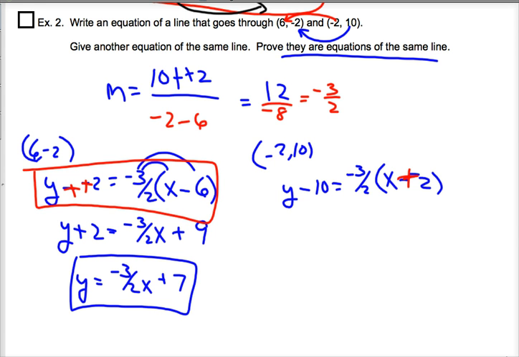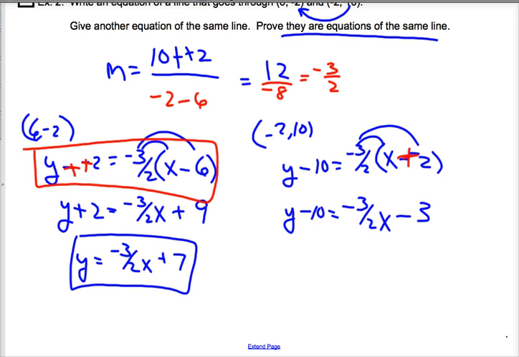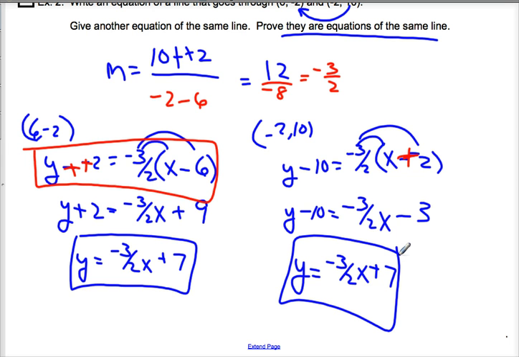And my new equation, if I distribute, would be y minus 10 equals negative 3 halves x. Negative times a positive is negative, so we can go minus, or we can go plus negative. And 3 halves times 2 is 3. Run it in slope-intercept form so we can see that, in fact, these equations are the same. We would add 10 over. And if I add 10 to negative 3, I get plus 7. And I've just shown that they were, in fact, the exact same equation.